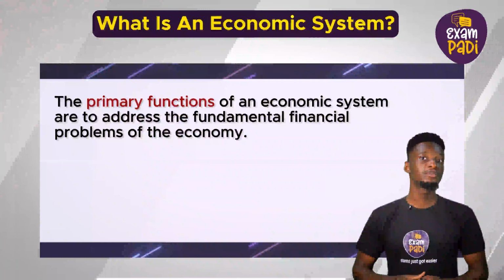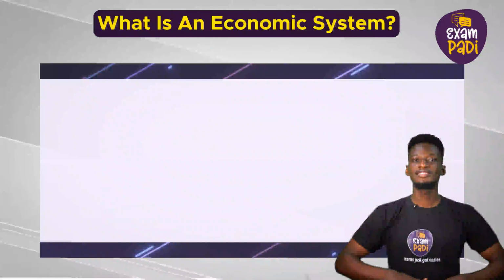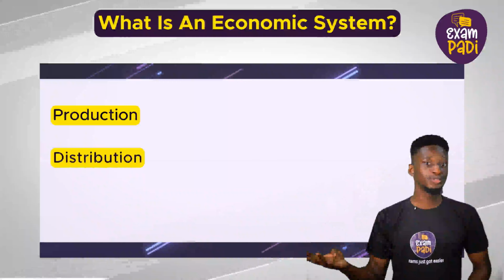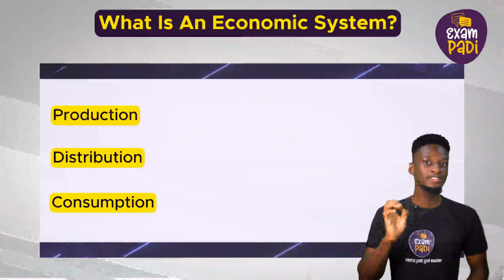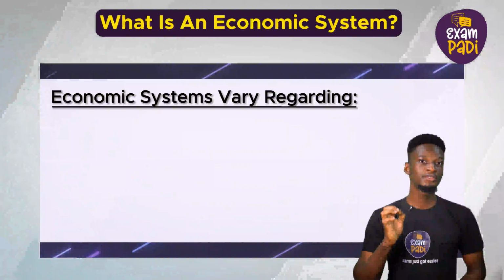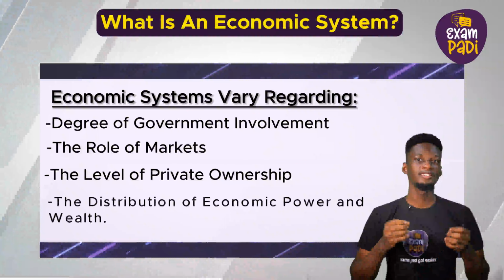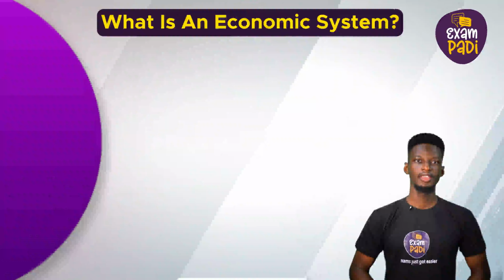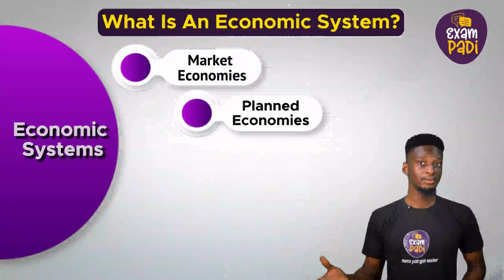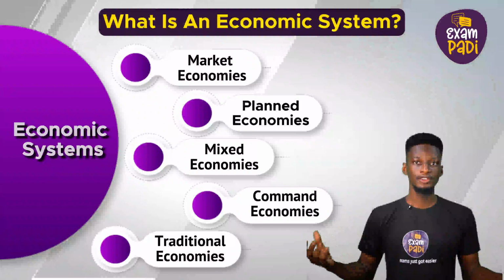The primary functions of an economic system are to address the fundamental financial problems of the economy. It establishes the rules and mechanisms for making choices regarding production, distribution, and consumption to optimize the allocation and use of scarce resources. Different economic systems can vary regarding the degree of government involvement, the role of markets, the level of private ownership, and the distribution of economic power and wealth. Examples of economic systems include market economies, planned economies, mixed economies, command economies, and traditional economies.